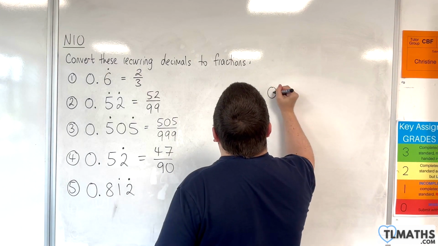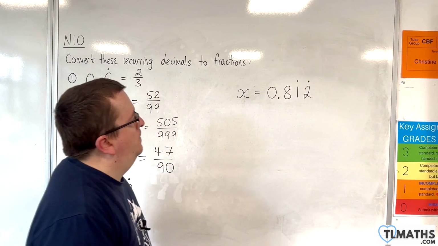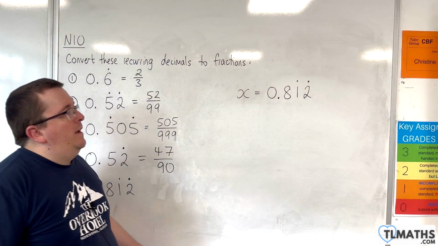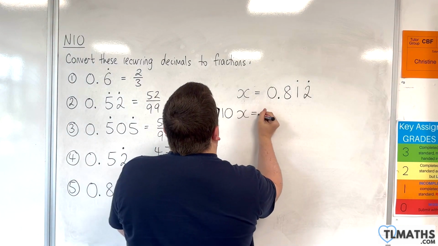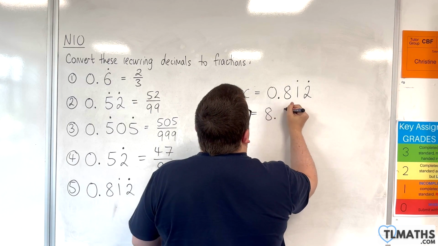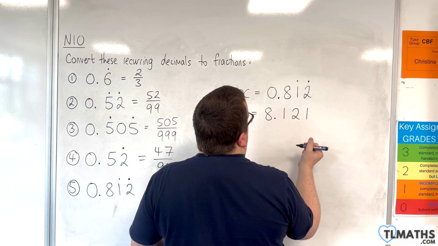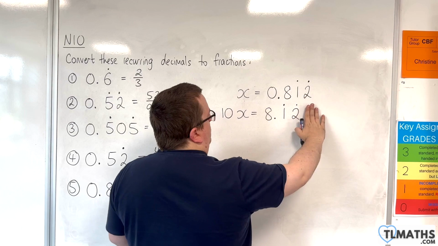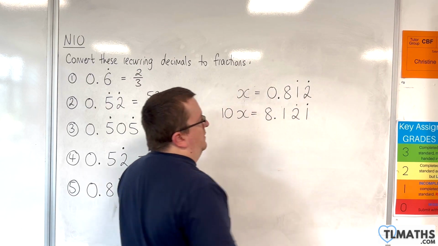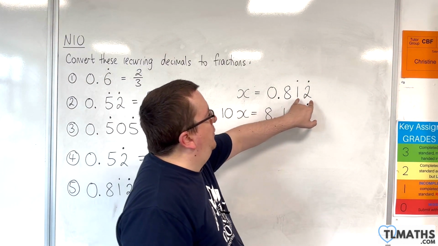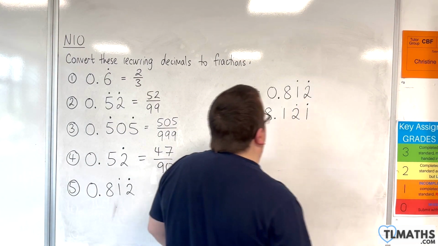Naught point 812121212, etc. Okay, now if I was to multiply this through by 10, I would get 8.121212, etc. And you can see, although usually you would put the points here for what's repeating, you could write it like this in an unconventional way, really just to highlight that the 1, 2 recurring here and the 2, 1 recurring here are not matching up. So multiplying through by 10 is not a good idea here.